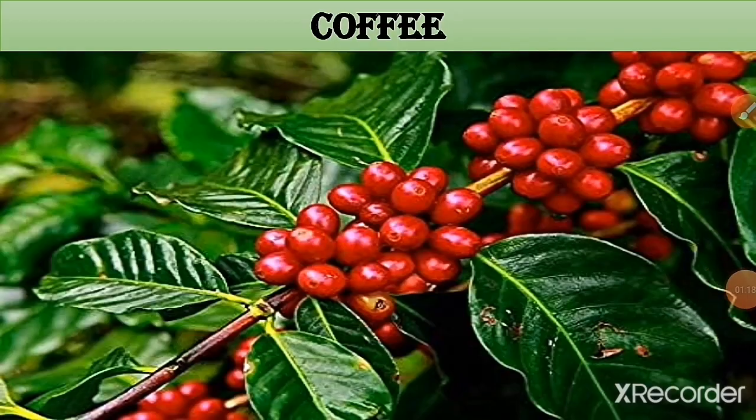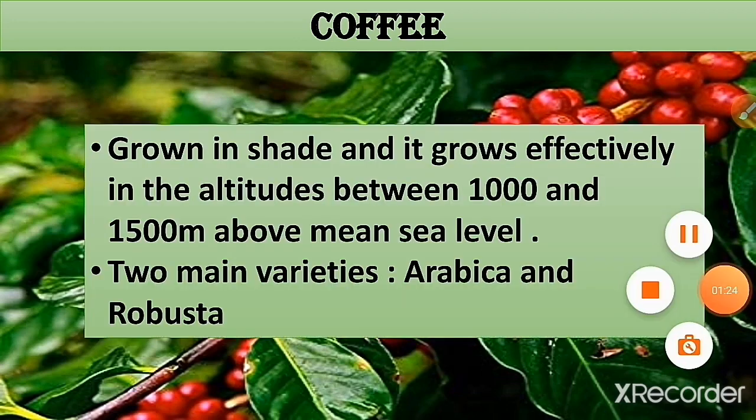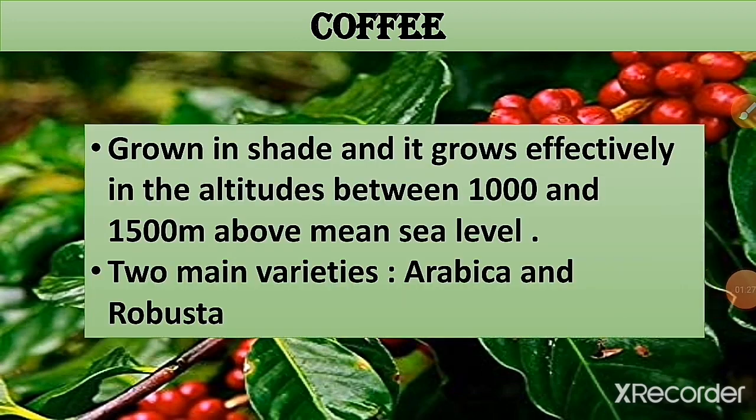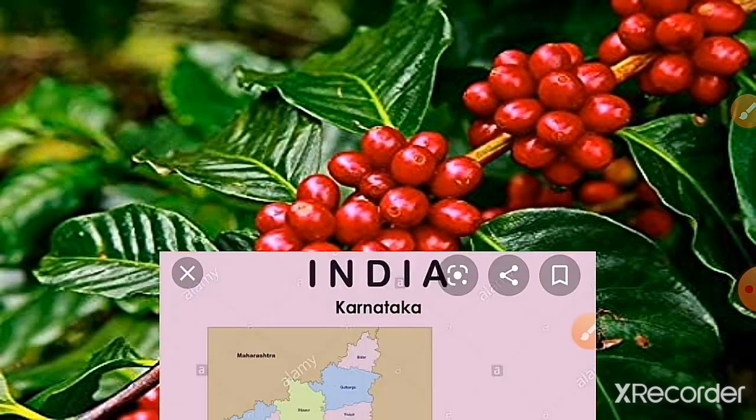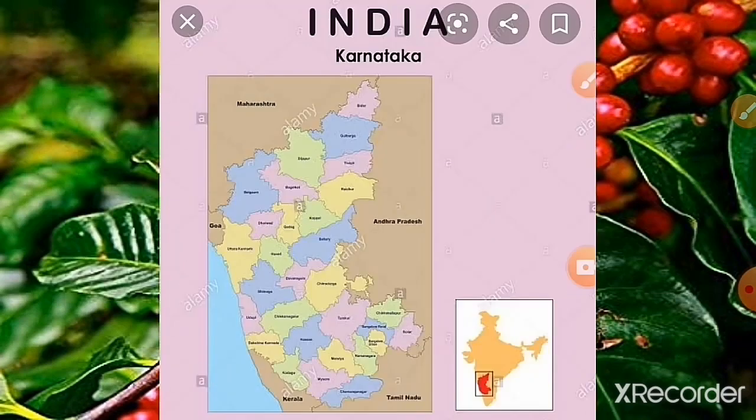Other states are Tamil Nadu, Kerala and West Bengal. Next, coffee. Coffee is grown in light shade and it grows effectively in the altitudes between 1000 and 1500 meter above mean sea level. The two main varieties of coffee are Arabica and Robusta. India is the seventh largest producer of coffee globally. Karnataka is the leading producer of coffee in India.